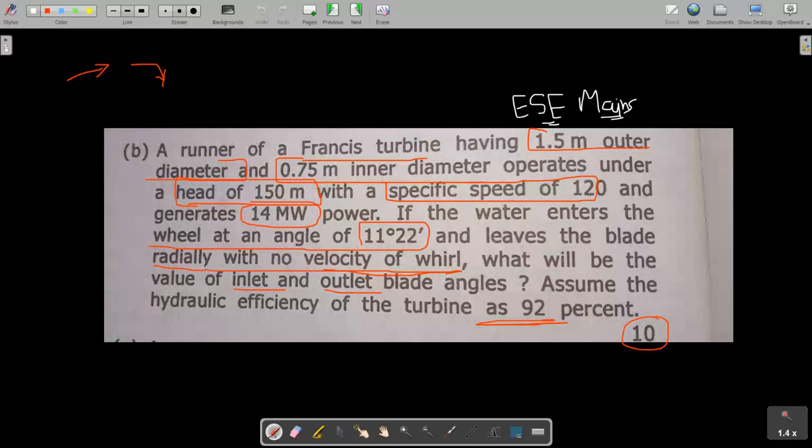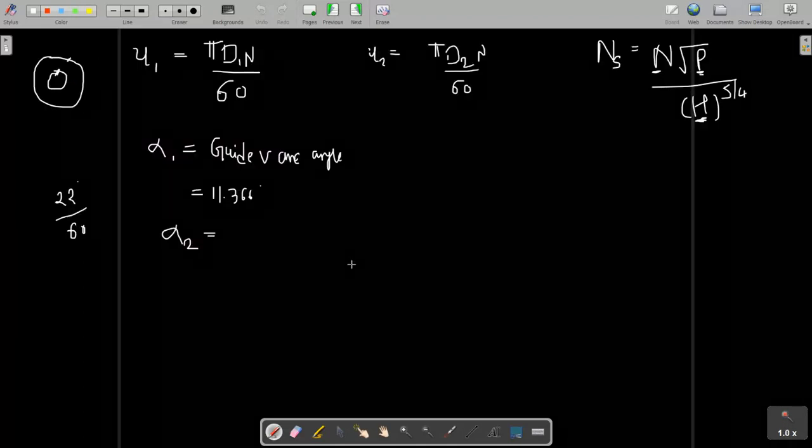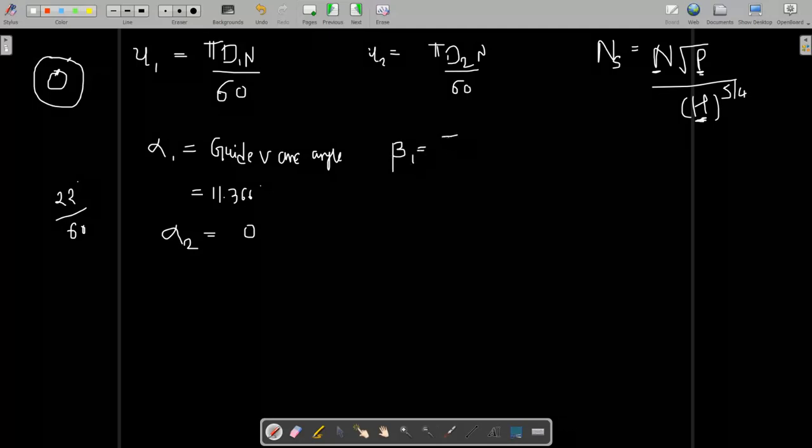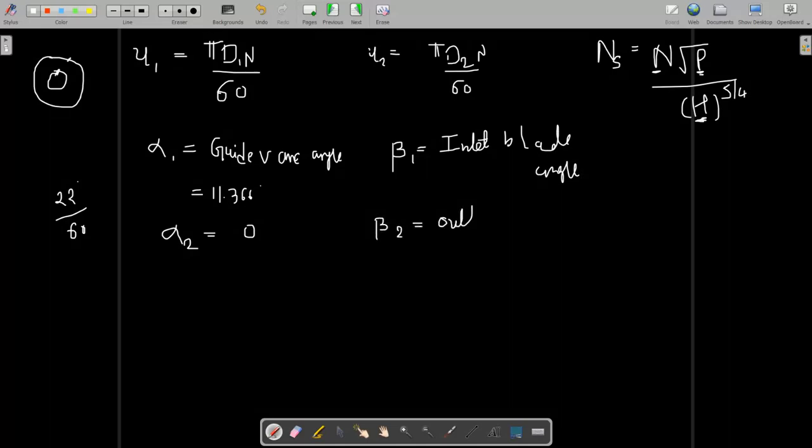Alpha 2, that is the guide vane angle at outlet. But what is it at outlet? It is given that the flow leaves radially with no velocity of whirl. Here in the question it is given, that means alpha 2 value is 0. Now what is beta 1? Beta 1 is the inlet blade angle, and beta 2 is the outlet blade angle.